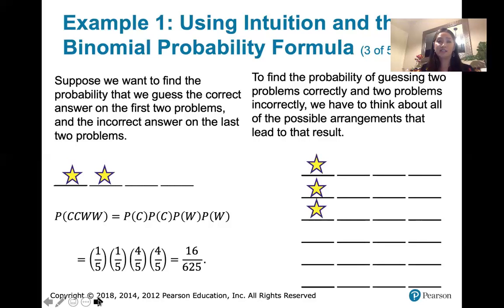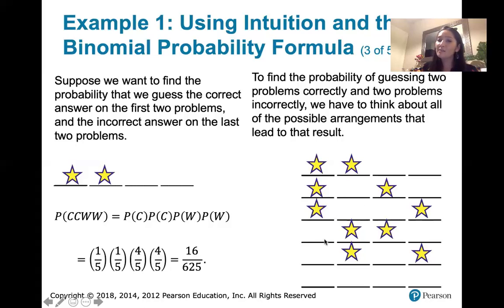Let's say the first answer is correct. Well, if you've got 2 correct answers, the first answer could be correct and the second answer could be correct, or the first answer could be correct and the third answer could be correct, or the first answer could be correct and the last answer could be correct. Now let's say the first answer is wrong and the second answer is correct. Well, there are 2 ways that could happen. You could have the second answer correct and the third answer correct, or the second answer correct and the fourth answer correct.